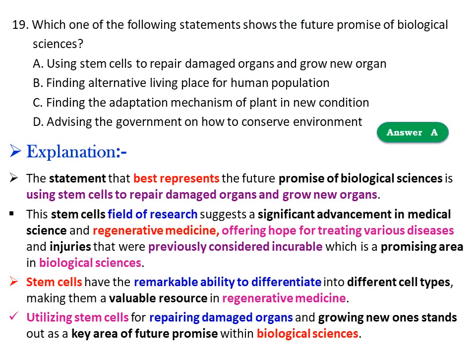So the statement that best represents the future promised biological science is using stem cells to repair damaged organs and grow new ones. Stem cells are a field of research that suggests a significant advance in medical science and also in regenerative medicine, which helps in treating various diseases and injuries.